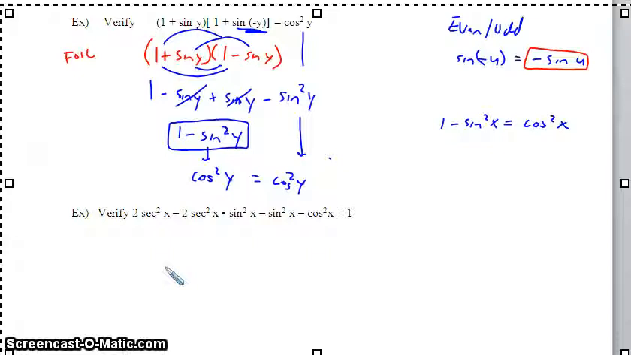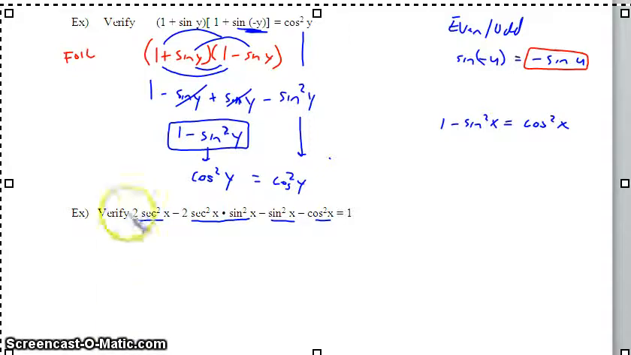Okay, so if we take a look at the next example, we want to verify that this entire problem can be factored down to, or set equal to, 1. As I look at this problem, I notice I have one term here, a second term here, a third term here, and a fourth term there. Anytime I've got a 4-term polynomial, I usually want to try the grouping method for factoring.